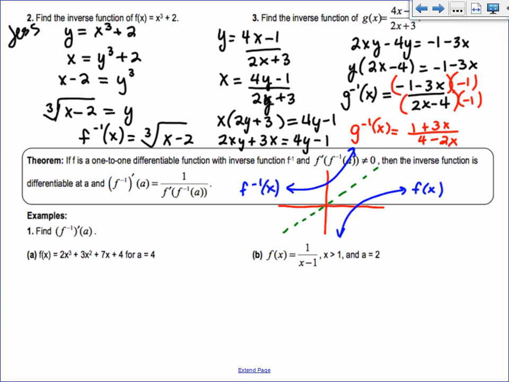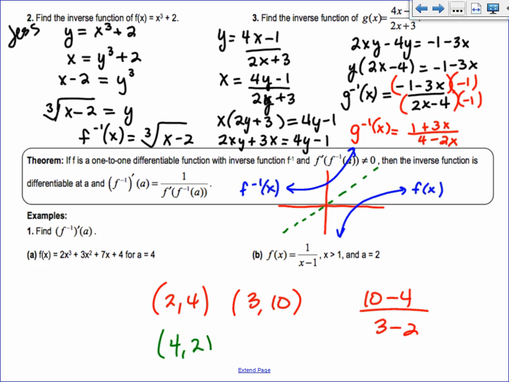Okay, now think about what that creates. So let's say I had (2, 4) and I had (3, 10) for my original function. If I find the slope, I do 10 minus 4 over 3 minus 2. But if I do the inverse, I'm doing (4, 2) and (10, 3). How is its slope going to be different? It's going to be flipped. What's the math word for that? It's the reciprocal. So the inverse is going to have the reciprocal for the slope.